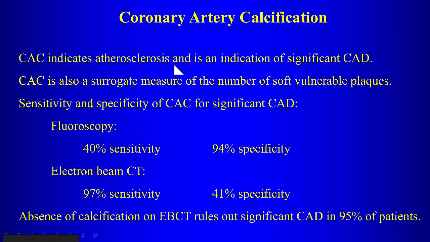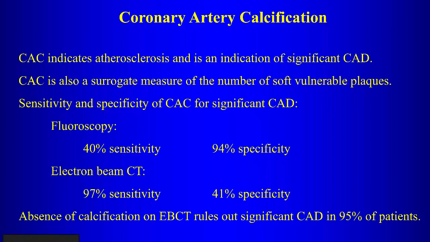The only cause for this is atherosclerosis, right? So it indicates that there is coronary artery disease. It doesn't necessarily mean that there's a significant obstruction, but the patient does have atherosclerotic coronary artery disease. The amount of calcification is a surrogate measure for the number of soft plaques. Remember, it's the soft plaques that are important because those are the vulnerable plaques. Those are the ones that can rupture and cause myocardial infarction.